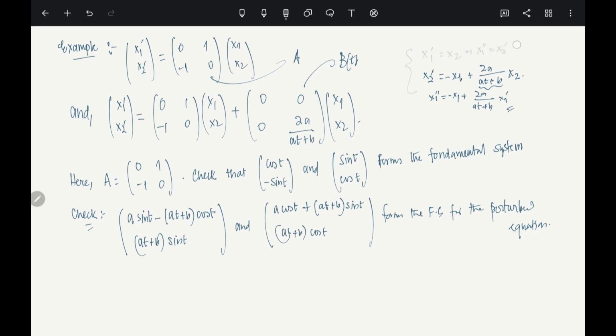So what I suggest is that you please check whether these two form a fundamental set of solutions for this perturbed equation or not. It will be. You just have to check it yourself: put it directly and calculate. You can see that these two form it.